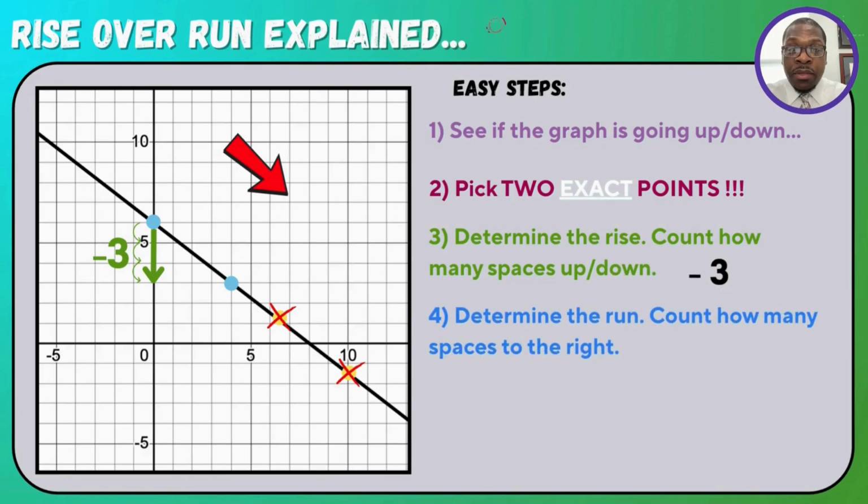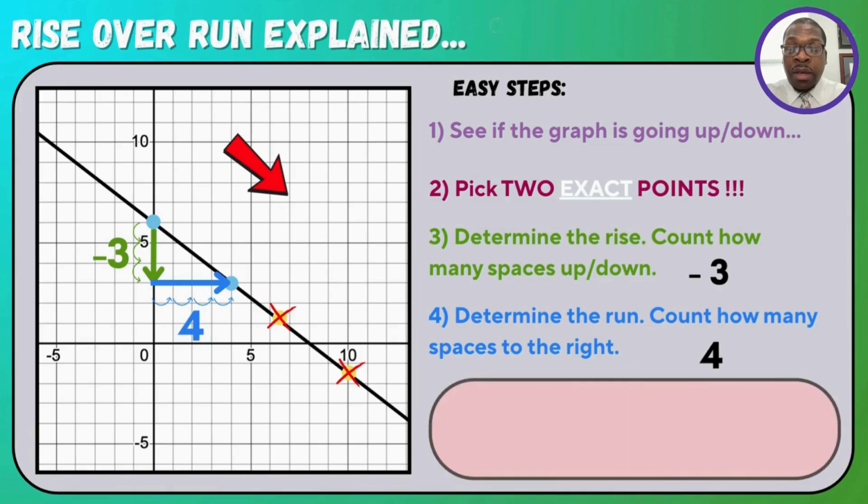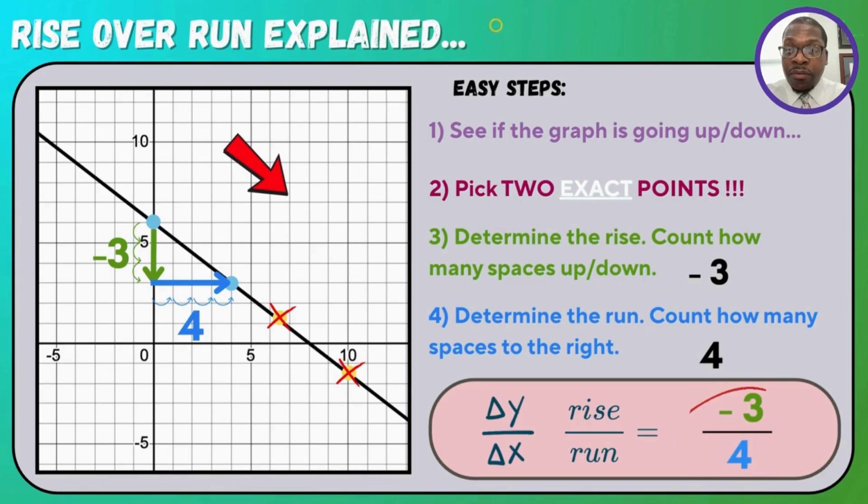Now, step 4, determine the run. How many spaces did it go to the right? Now, we just need to count 1, 2, 3, 4. It went 4 spaces to the right. So that would be, if we have our rise over run formula, which is delta y over delta x, which is considered rise over run, our rise was -3 and our run was 4, -3/4.